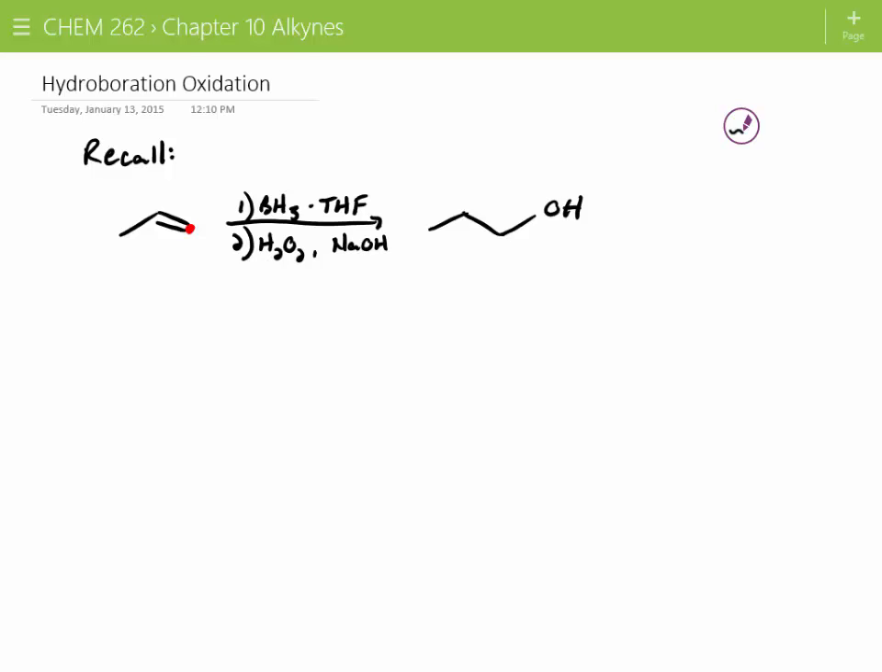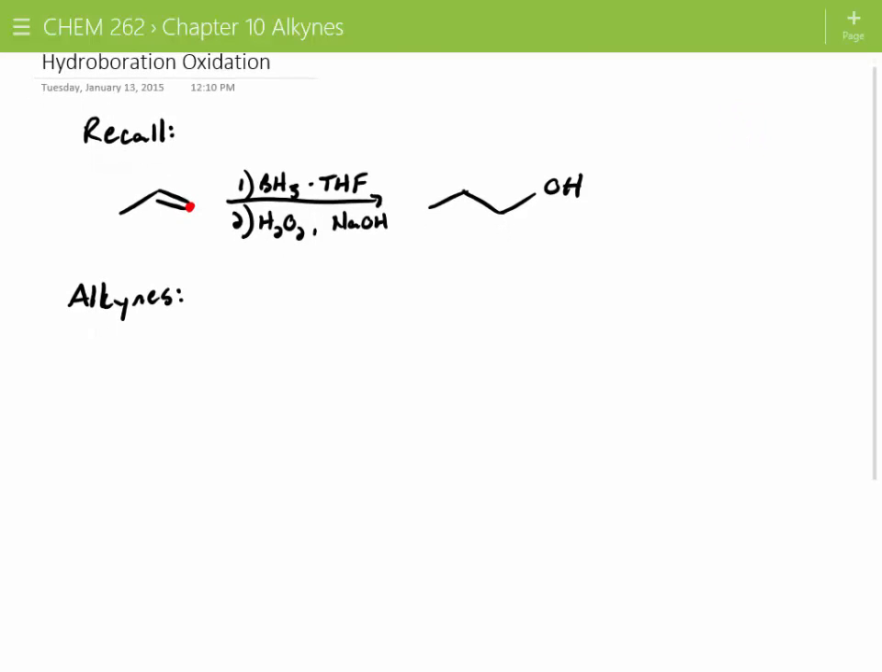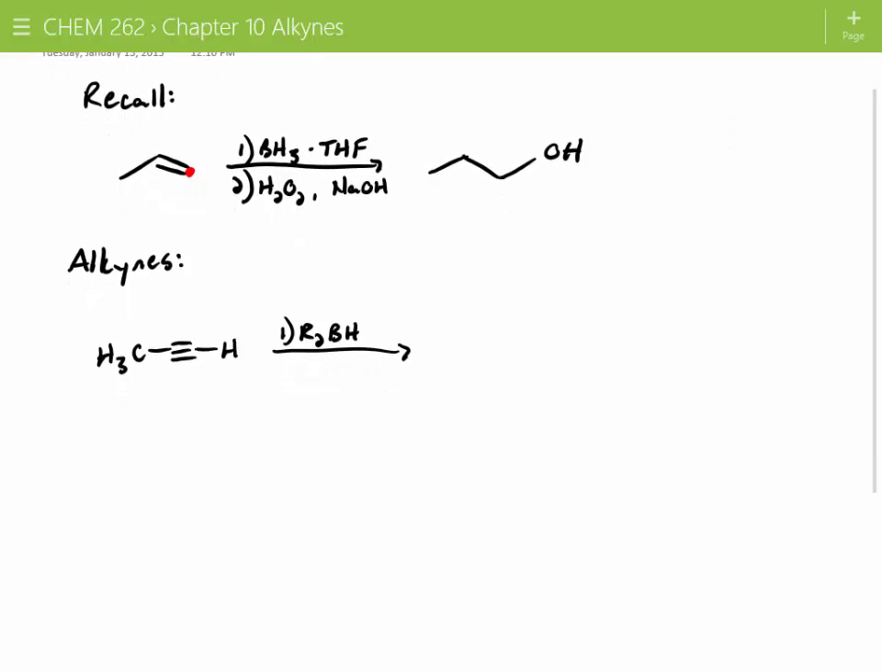So can we do this with alkynes? Yeah. But just like with our acid-catalyzed hydration, we have to watch out for our keto-enol tautomerization. So let's start with this alkyne. And instead of our typical reagents, I'm going to abbreviate this as R2BH. We normally don't use borane for this reaction, and I'll talk a little bit about the reason behind that later on, but it's still a boron reagent that we add in the first step.